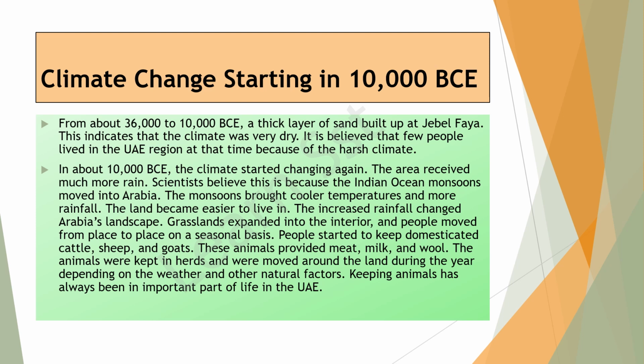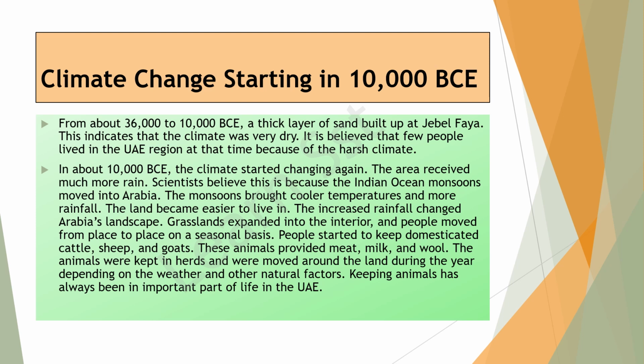The increased rainfall changed Arabia's landscape. Grasslands expanded into the interior, and people moved from place to place on a seasonal basis. People started to keep domesticated cattle, sheep, and goats. These animals provided meat, milk, and wool. The animals were kept in herds, in big, huge groups, and were moved around the land during the year depending on the weather and other natural factors.